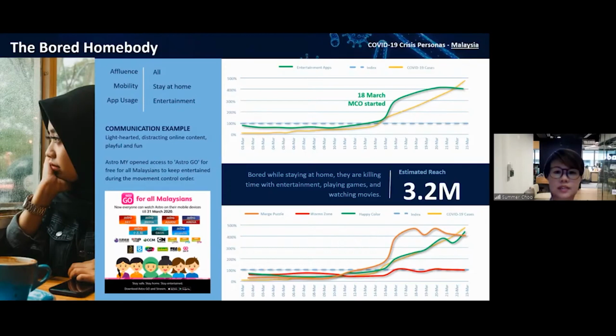And in terms of content, if you're targeting someone in terms of app usage, entertainment, or you are an entertainment company, you may want to do something a bit lighthearted, something a bit related to gaming. Like Astro Malaysia actually opened up their Astro Go free for all Malaysians to get them entertained during this MCO period.